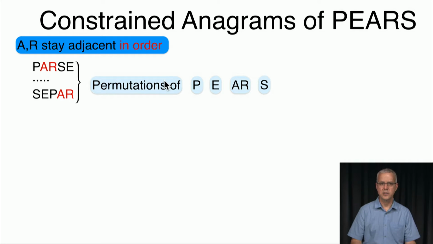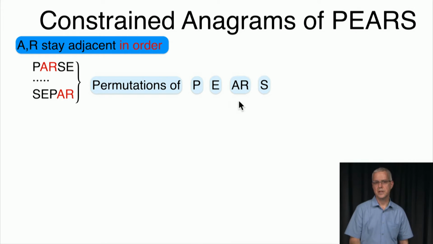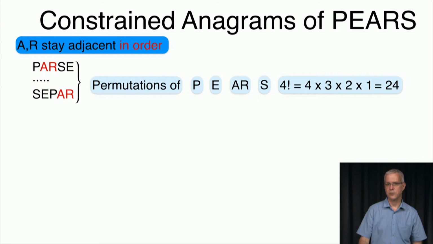we're looking at are permutations of P, E, and then AR combined, and S. So for example, parse is P followed by AR, followed by S, and followed by E, and separ is S, E, then P, and then AR. So the number of such permutations is, we have 4 objects, and the number is 4 factorial, which is 4 times 3 times 2 times 1, which is 24.